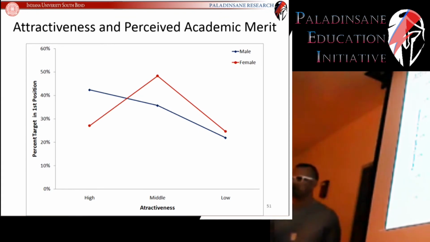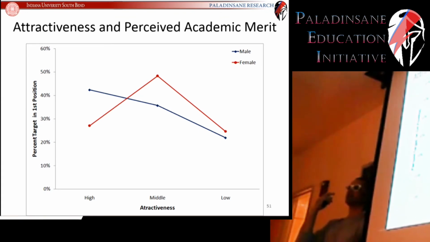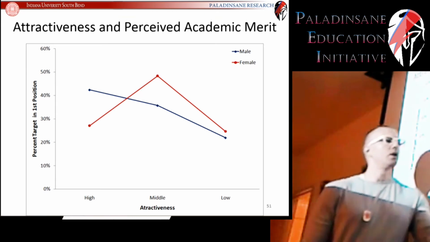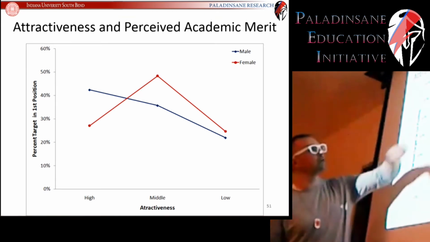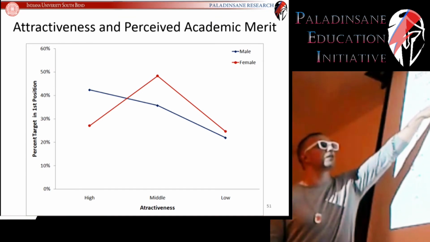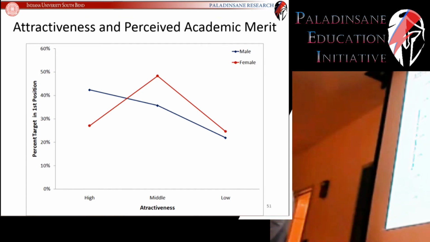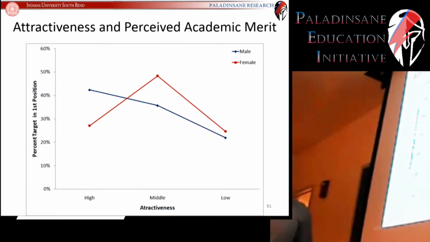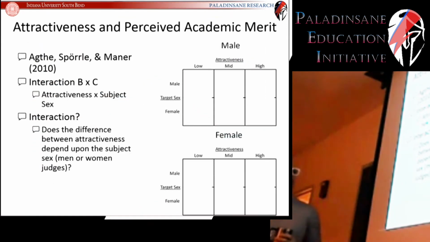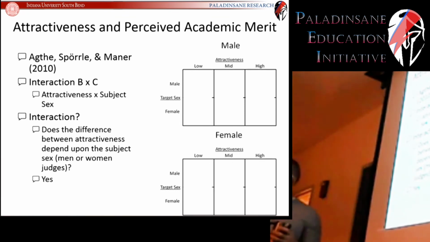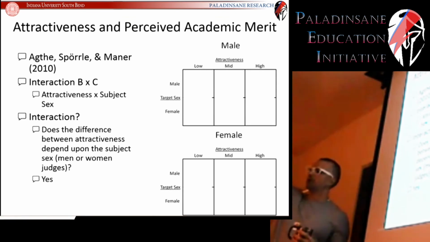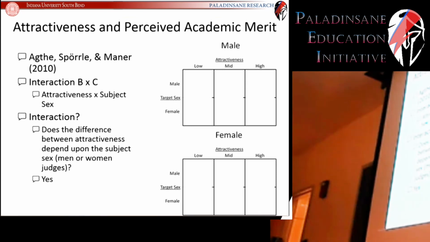So once again, that idea of needing two pieces of information is the core of an interaction. That idea of not being able to know what the effect of attractiveness is until you know what judge is there, until you say, where are you going? Are you going to be on the red line or are you going to be on the blue line? And you can't say what the effect of attractiveness is. That's the core of an interaction. All right, so does the difference between attractiveness depend upon the subject sex, men or women judges? Yes, it does. Men have a classic sort of halo effect. Women have this inverted U, where the most scholarships go to middle attractive people.